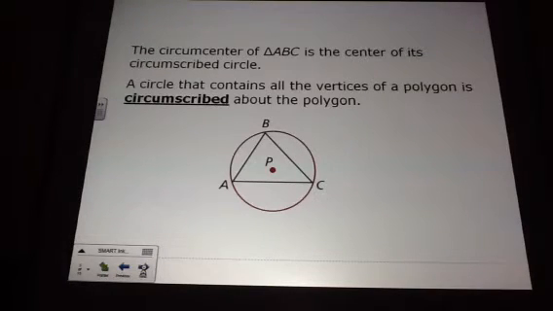The circumcenter of triangle ABC is the center of its circumscribed circle. A circle that contains all the vertices of a polygon is circumscribed about the polygon. Okay, so guys, what this is saying is we have triangle ABC. We have the circle. P is the center of the circle. The circle is circumscribed around the triangle. It's on the outside of it.